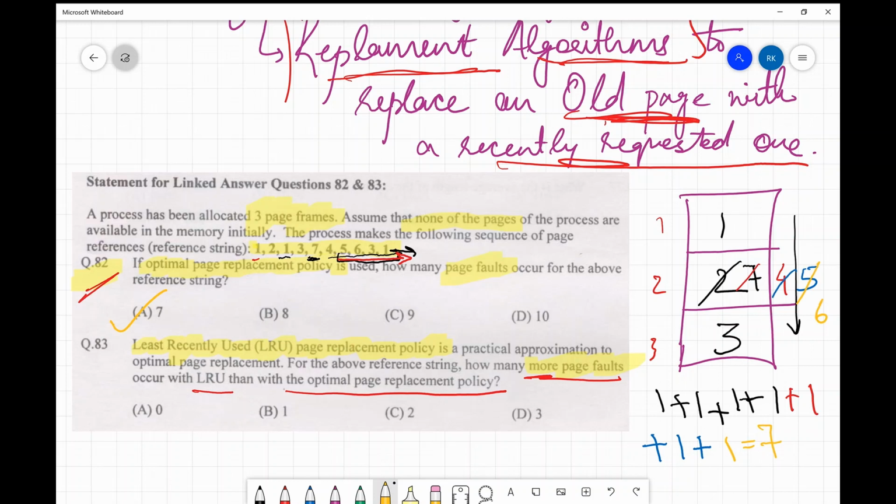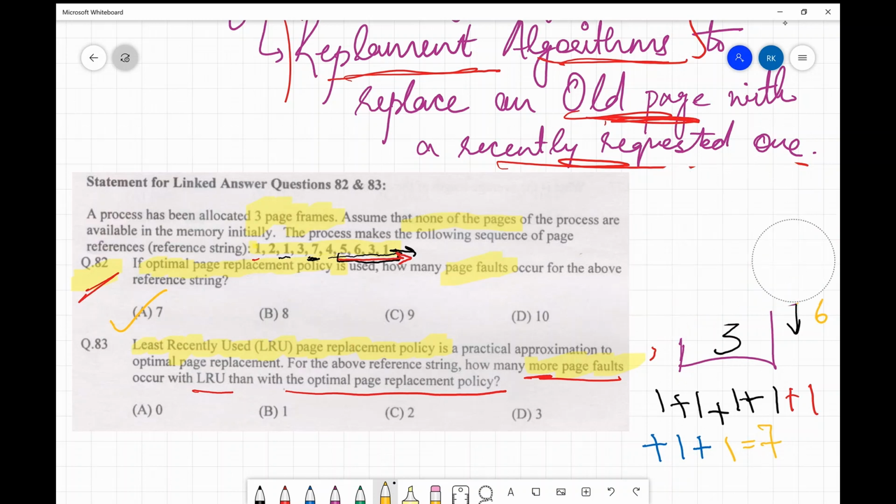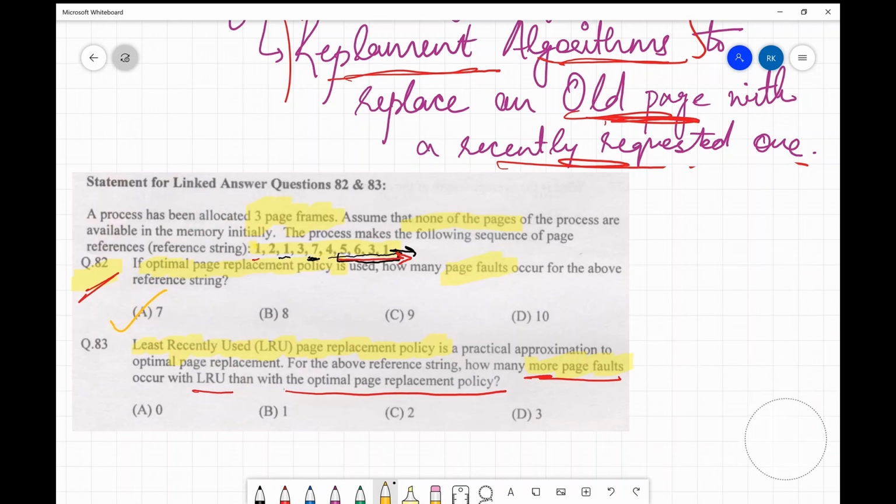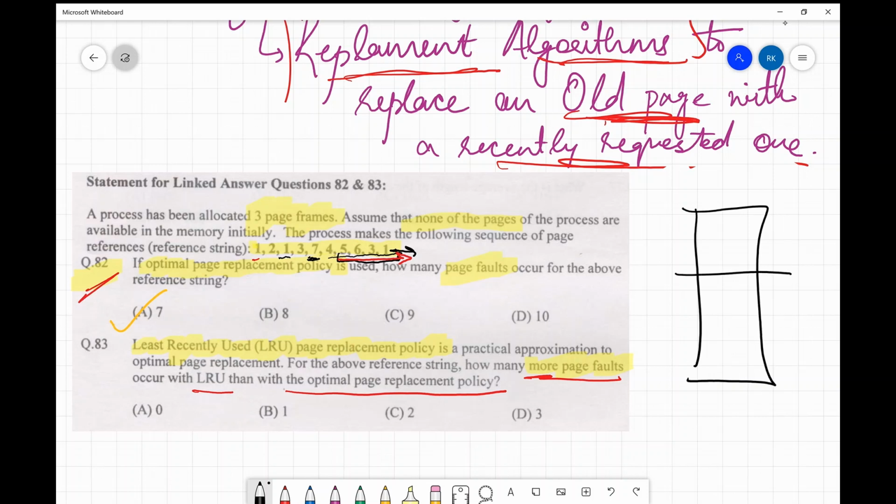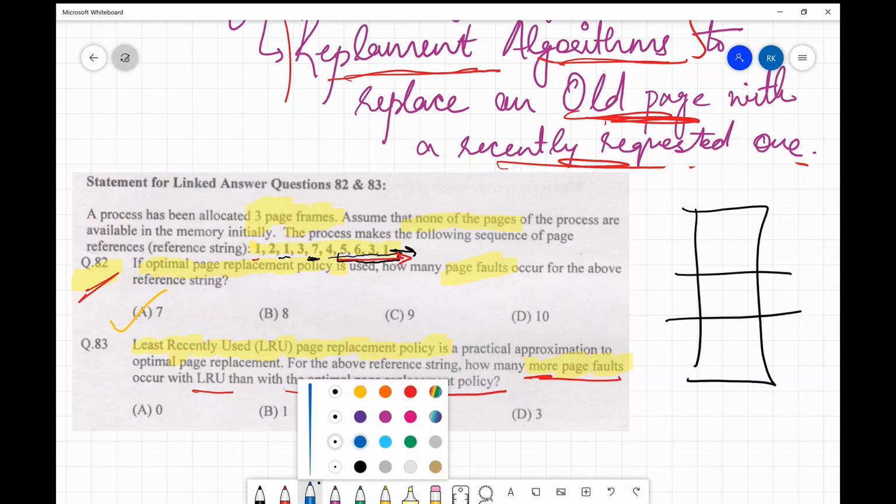Now let's see the 83rd question. So I'll just erase this thing. And we'll solve the 83rd question in the same manner but using a different algorithm. Now over here we have to use the least recently used page replacement policy. So let's check with this.